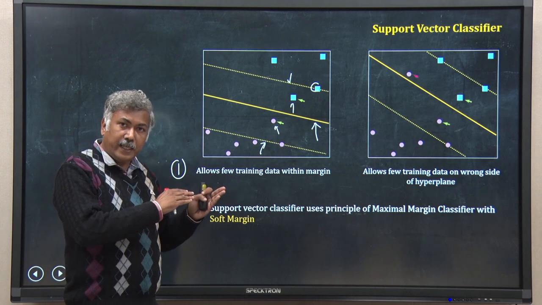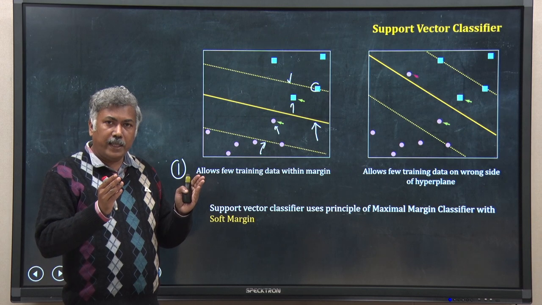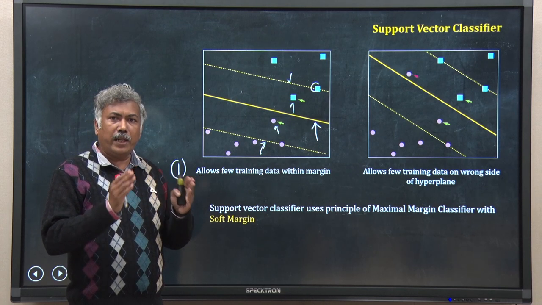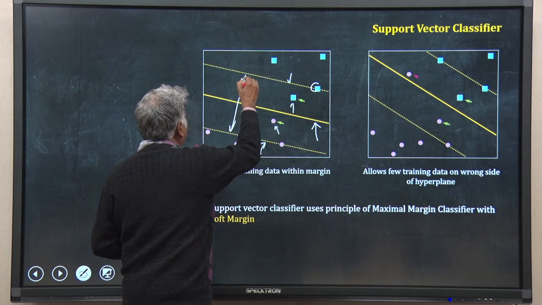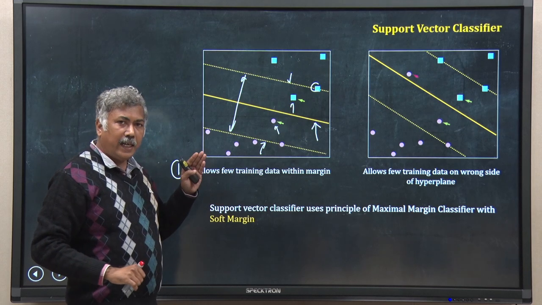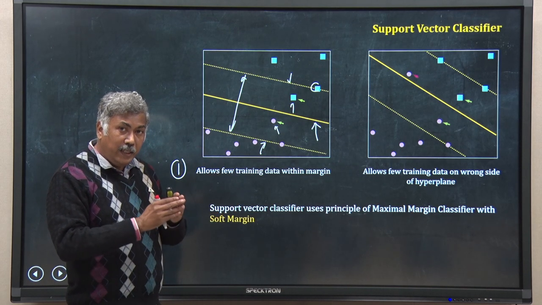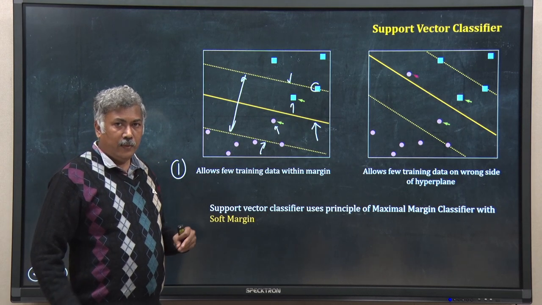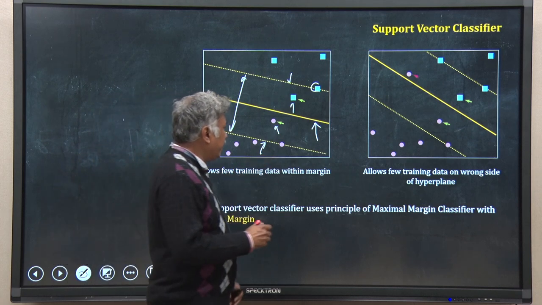In the previous example, we were not allowing any like that. When I was using the maximal margin classifier, there was no data point in this region, in this strip between these margin boundaries. But in this case, the algorithm has allowed some training data points within this band, within this area of margin boundaries. Take the second example.